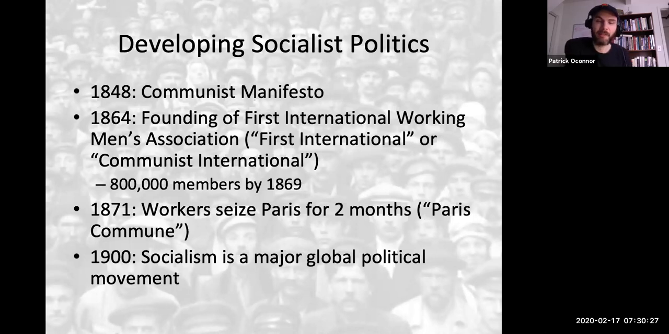Marx wrote this with his collaborator, Friedrich Engels, and the manifesto ends with this very famous call that I'm sure you've heard before. Workers of the world, unite. You have nothing to lose but your chains. You have the world to win, right? Marx has this vision of a workers' utopia. It's just going to follow that next revolution.